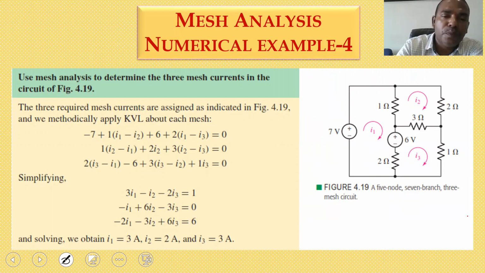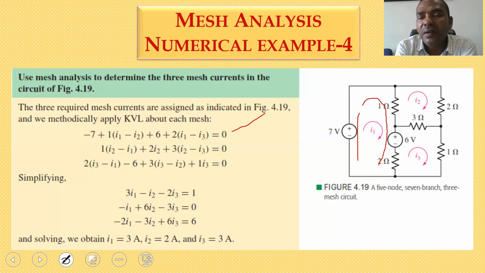So the first loop I am writing: minus 7 plus 1 into (I1 minus I2) plus 6 plus 2 into (I1 minus I3). So this is your first loop. The first loop has 2 voltage sources and 2 resistors. So minus 7, the voltage drop across 1 ohm is I1 minus I2, 6 volts is a voltage source, 2 into (I1 minus I3) is equal to 0.